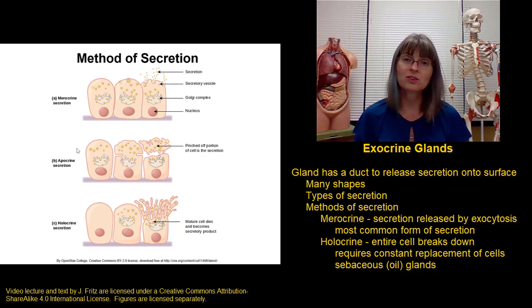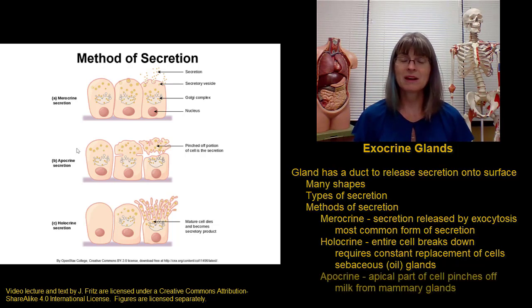This adds a lot of additional components to the secretion, including a lot of lipids, because all of the lipids that were part of the membranes are now being released as part of the secretion. The sebaceous glands, the oil glands of the skin, release their secretion through the holocrine method.